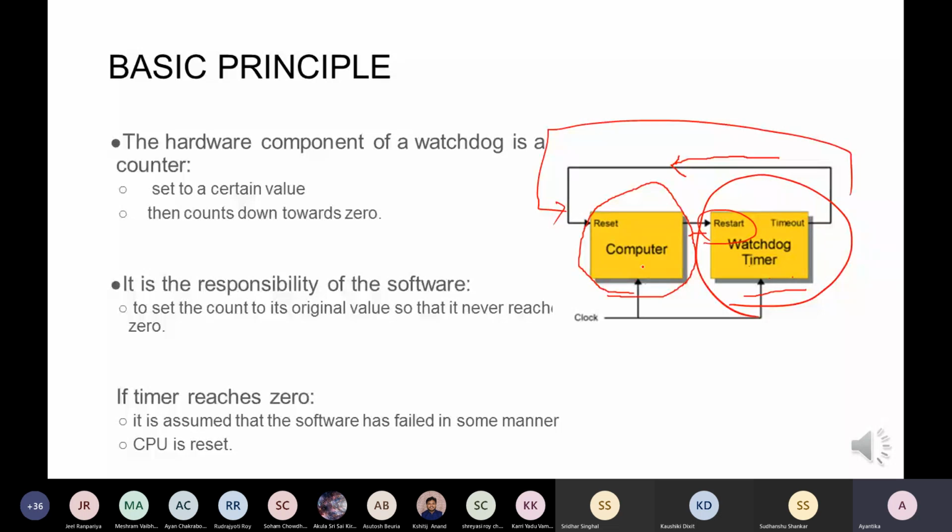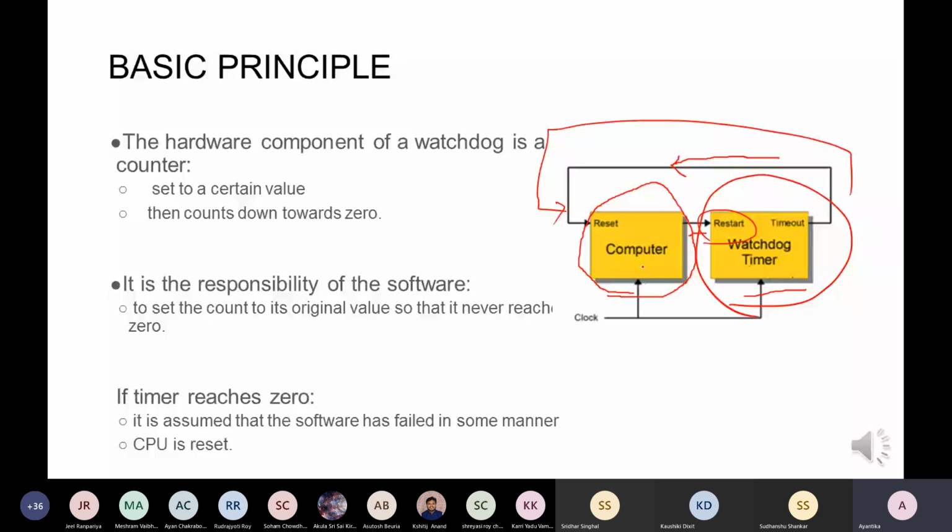These watchdog timers are actually used in cases where the system is remotely placed; only then can we feel the actual purpose and responsibility of the watchdog timer. Otherwise, this circuit is underutilized, and that's why we sometimes use it as an interrupt. So get this concept clear.